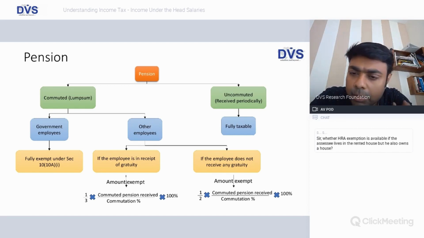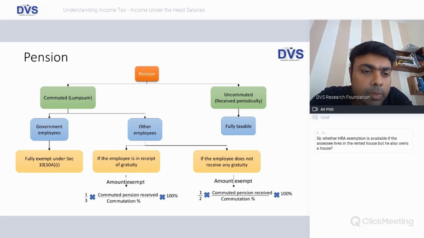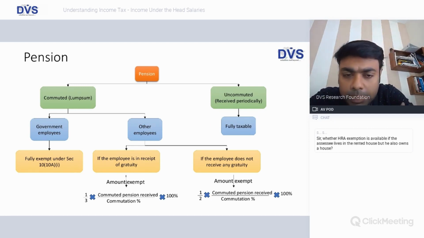keep the amount with the employer and take 40,000 a month, or he can take 15 lakhs and take 20,000 a month. All these are possible. So whatever he gets as lump sum is what we call as commuted pension. Whatever he gets on a monthly installment basis is what we call as uncommuted pension. Commuted pension for a government employee is fully exempt. For other employees, there's a situation.